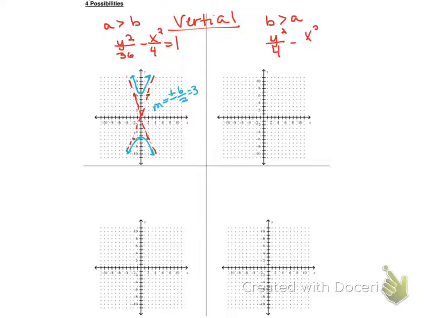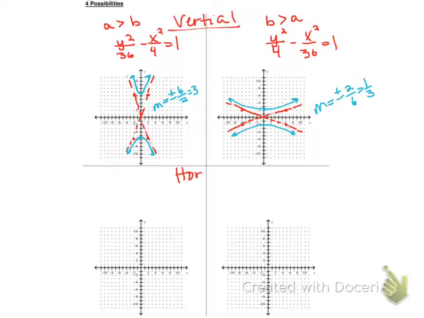So it's still vertical because Y is still first, guys, but now the slope, instead of being 3, is 1/3. So now it's going to be a short, fat hyperbola instead of a tall, skinny hyperbola. See how it's short and fat, and there's the hyperbola. Okay, so notice those are both vertical, but Y comes first in both of them, but the A and the B are switched.